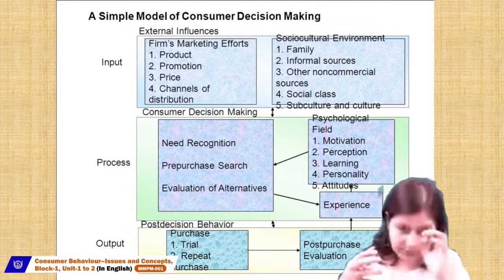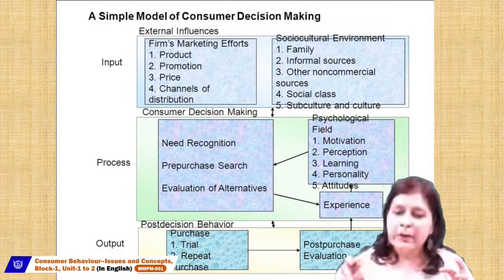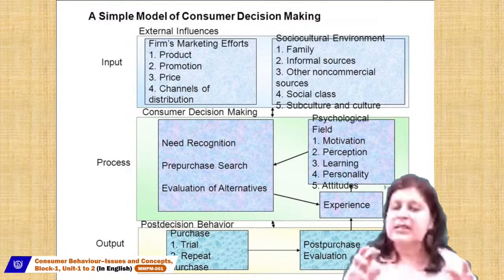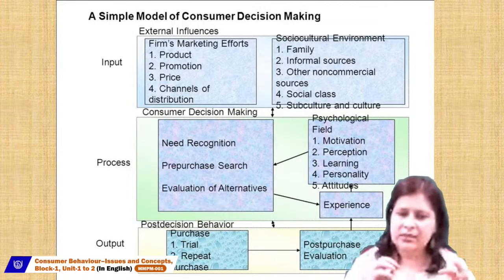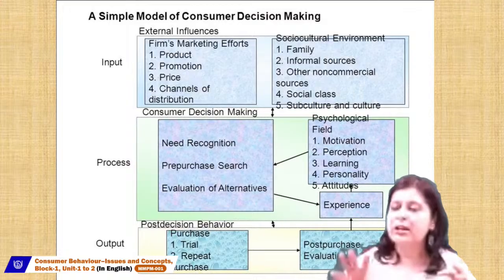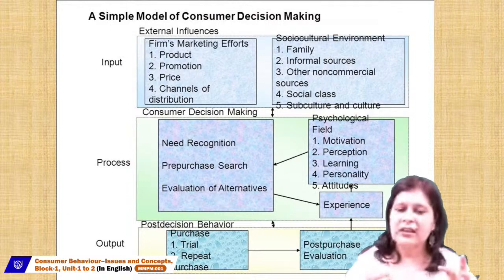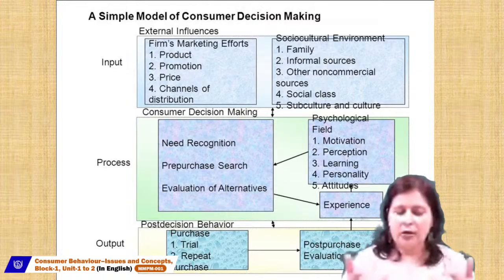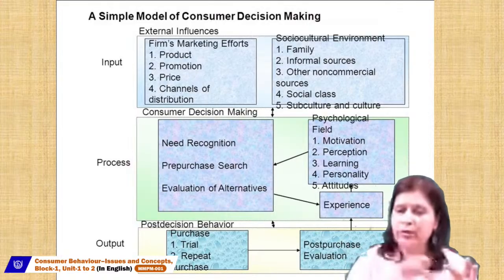Then comes the process system of decision making. In the process, the consumer recognizes the needs, does pre-purchase search, and evaluates alternatives. Psychological factors play a very important role here and give input for need recognition, pre-purchase search, and evaluation of alternatives: motivation, perception, learning, personality, and attitude. The consumer recognizes the needs and searches for purchases, and after the search many alternatives come up, and then they evaluate the alternatives.